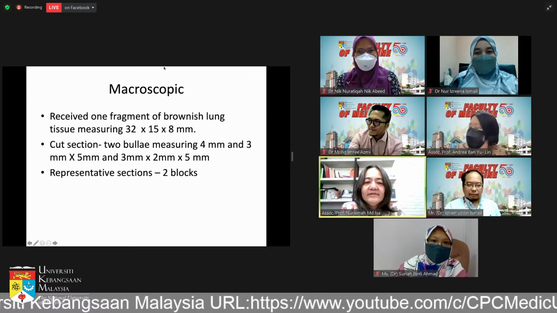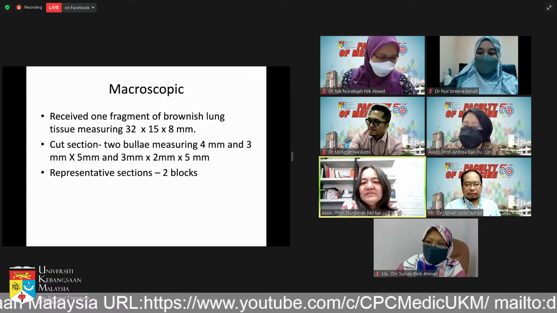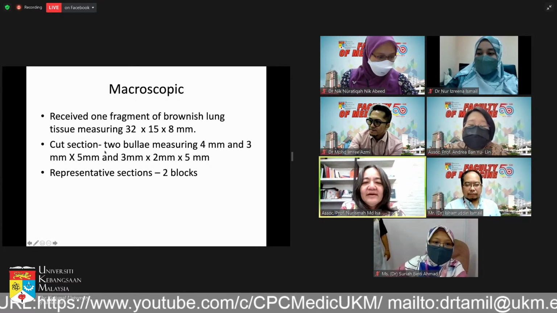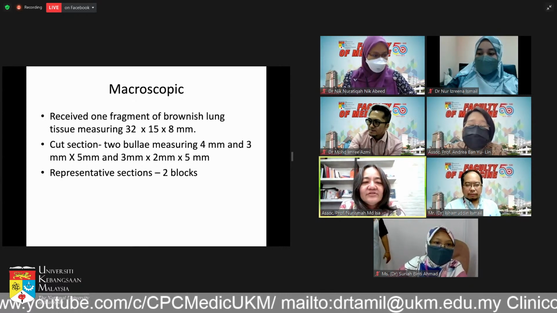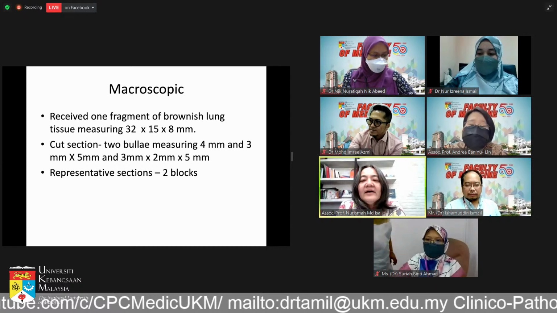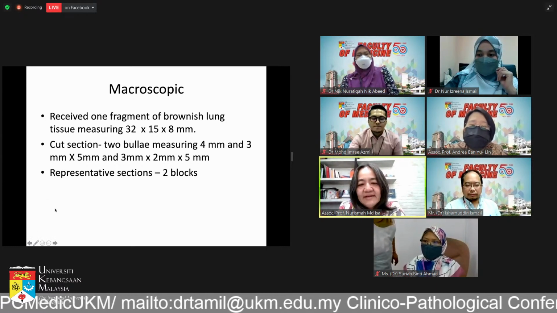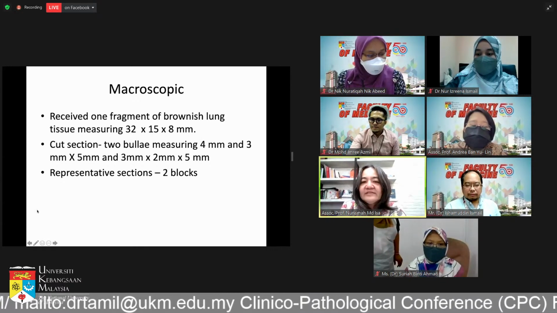We received one fragment of brownish lung tissue with the following measurement, which is about 3 by 2 by 1 centimeters in size. The cut section shows there were 2 bullae, both sub-centimeter, and we took 2 representative sections from the tissue. Next, please.